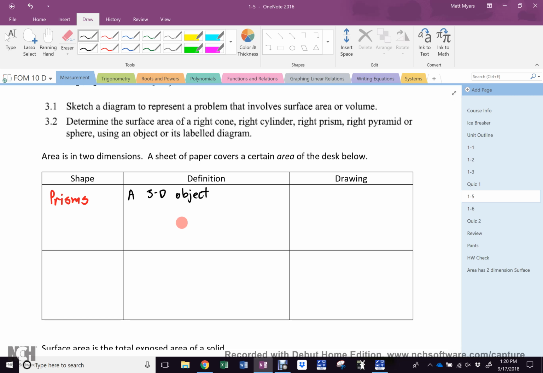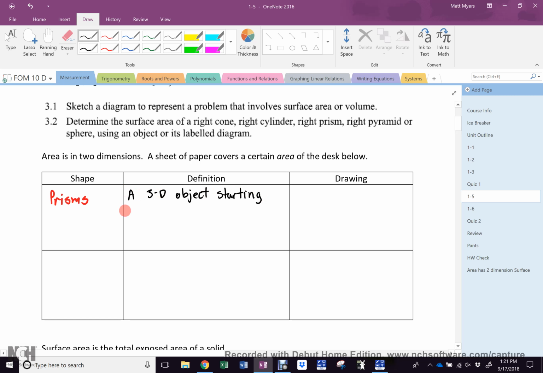Rectangle. Good. So a 3D object. What was it that I said that was so close? What did you say I said exactly? A different shape. That's what you said. A longer shape. That's what you said. Yeah.